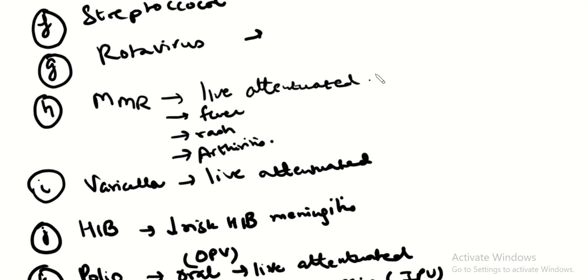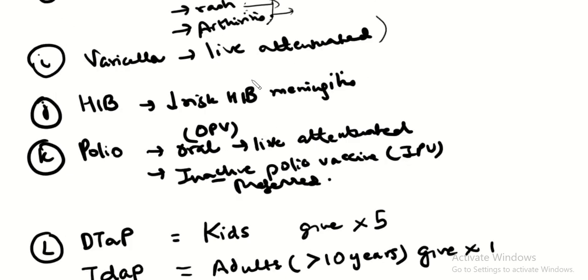MMR and varicella are live attenuated vaccines. With MMR in particular, there can be fever, rash, and arthritis. It is normal for people to have fever as long as it's less than 104. A little rash and some joint pain and inflammation is common post-MMR vaccine. There's HIB, the Haemophilus influenzae vaccine, and that's to decrease the risk of HIB meningitis. Again, meningitis is kind of a big deal.